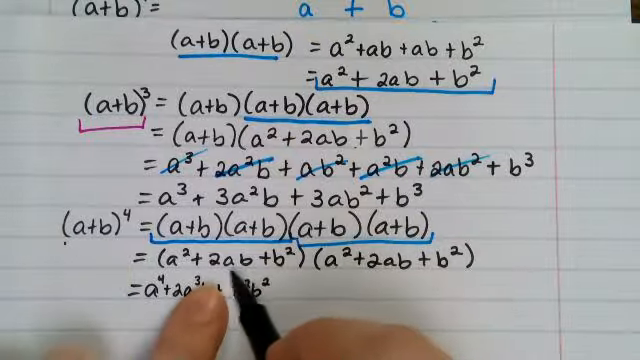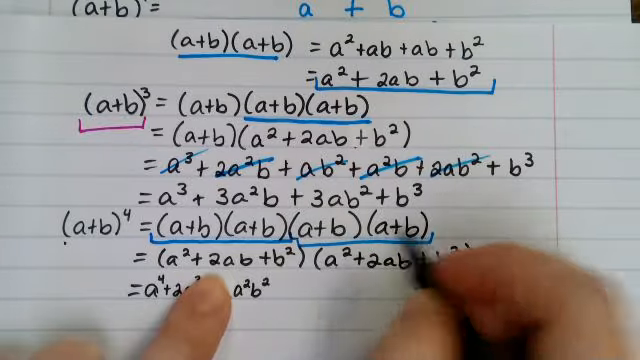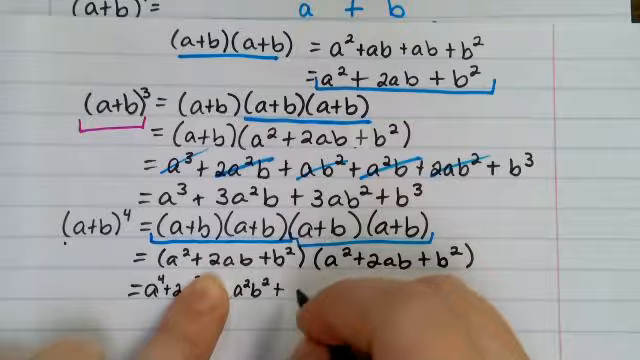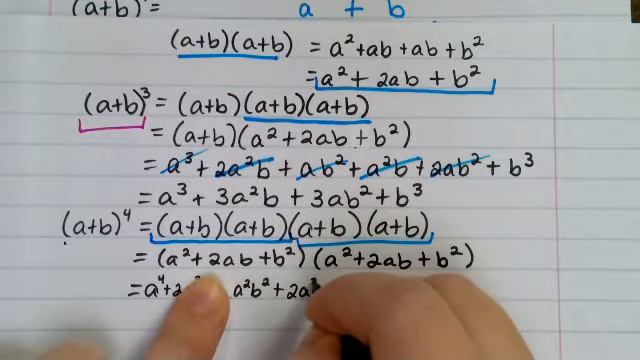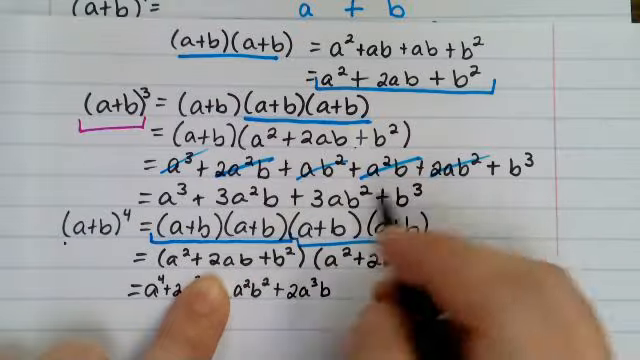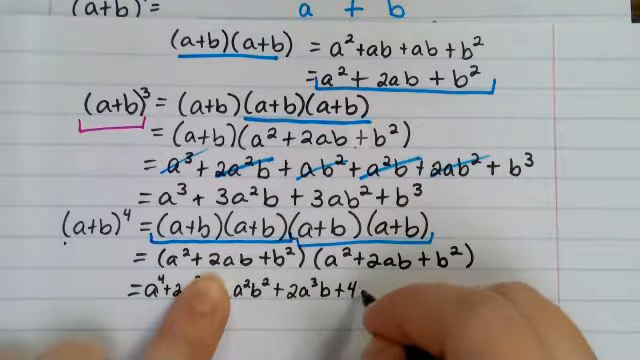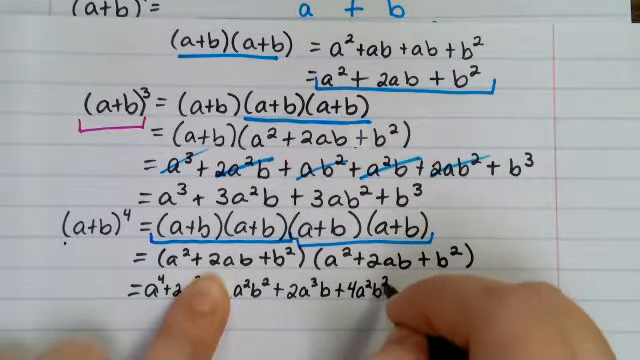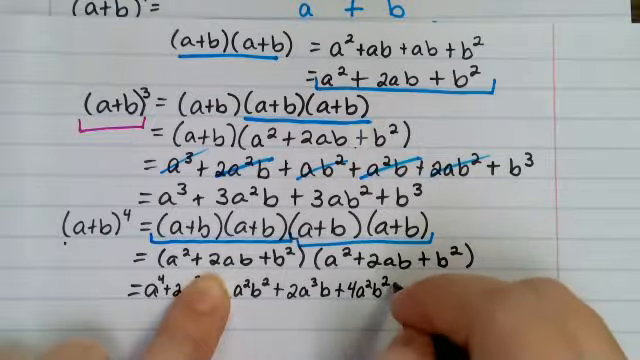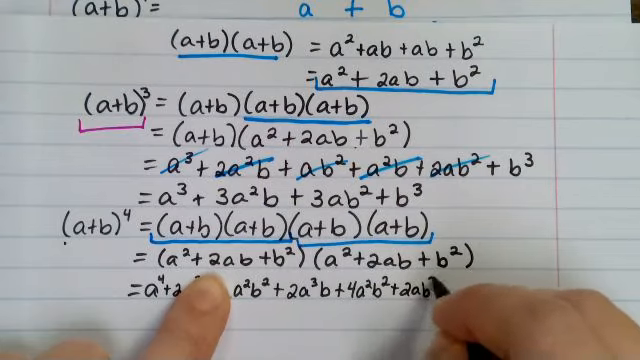All right, now we're going to take the 2ab, this middle term, and distribute it to each of the terms in the other factor. So 2ab times a squared, that is 2a cubed b. Now we're going to multiply it by the middle term, 2ab times 2ab, that's 4a squared b squared. Take 2ab times the last term, 2ab times b squared is 2ab cubed.